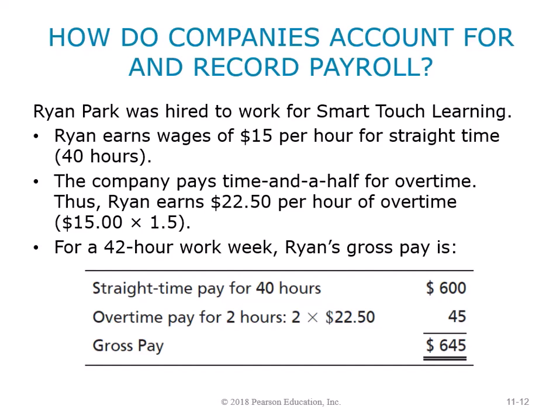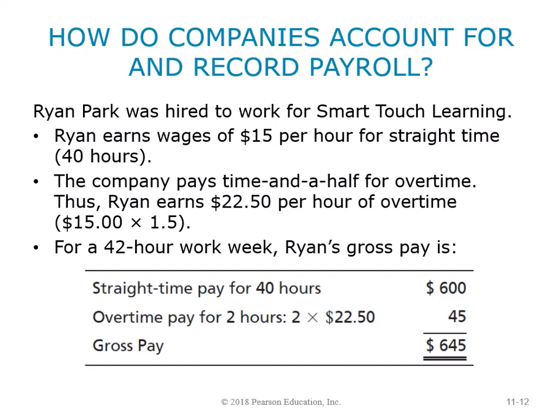So let's look at an example here together. We've got an employee named Ryan who works 42 hours in a given work week. Now his normal rate of pay is $15 per hour. So now we're going to compute Ryan's gross pay for this 42-hour work week. Okay, so for his 40 hours, we're just going to say 40 hours times $15 per hour, and that gives us the $600.